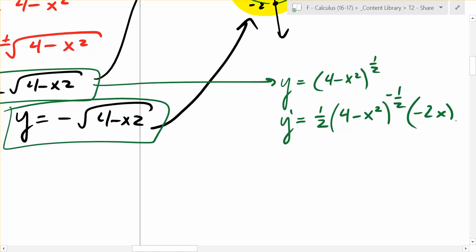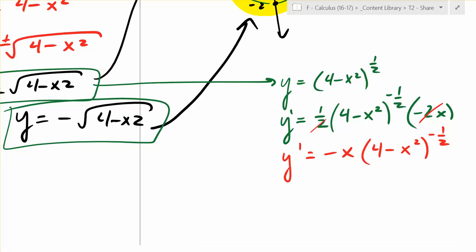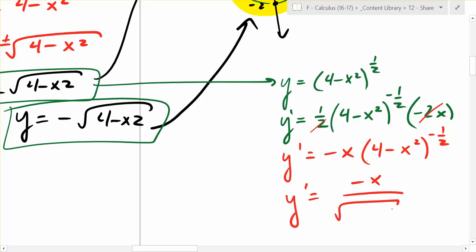Yeah, so you could stop there. Or can you simplify that a little bit? What cancels? The 2 and the negative 2. True. So y prime is equal to negative x times 4 minus x squared to the negative 1/2 power. What does negative 1/2 power mean? It's a square root. So this is negative x over the square root of 4 minus x squared. If you want to write it without the negative exponents, that's what it would be.